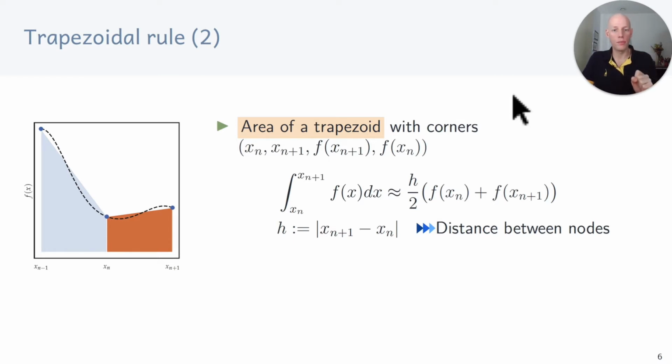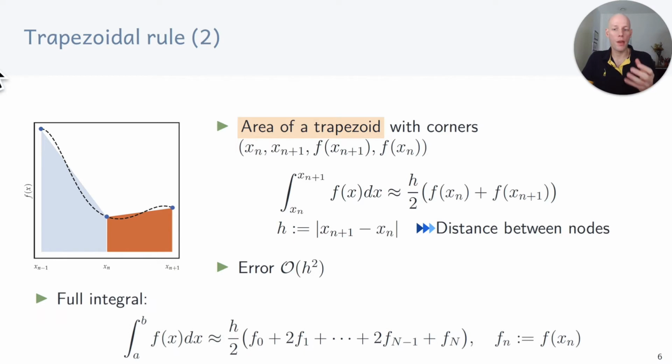divide by 2. Intuitively, if we make the distance between the nodes small, the linear approximation of the function becomes better. And that also is reflected in the error of the integral, which scales quadratically in the size of h. In order to get the value of the full integral, we sum up the integrals for each partition, and we arrive at this result over here.